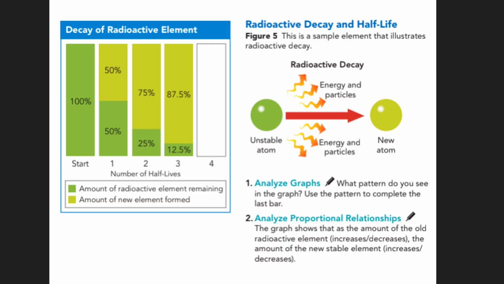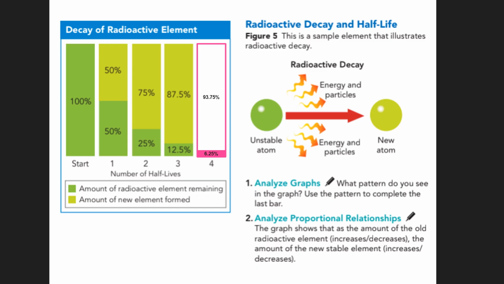So we know that we had 100, then it's 50, then 25, then 12.5. So each time it's splitting in half. So this time we would do 12.5 divided by 2, and we'd have 6.25. Then the other part would be the remaining 93.75%.